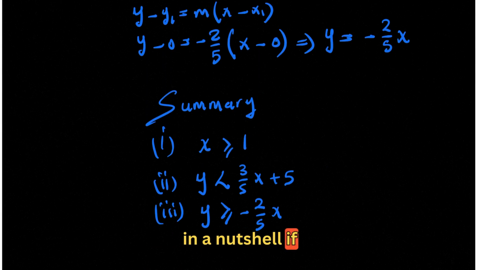In a nutshell, if you go through this process, you realize that the first one, the vertical line, gives you x is greater than or equal to 1, and the line on the left gives you y is less than 3 over 5x plus 5, and the one at the bottom gives y is greater than or equal to negative 2 over 5x.